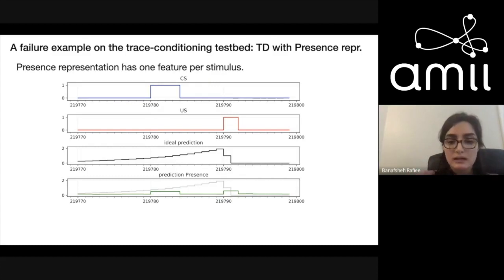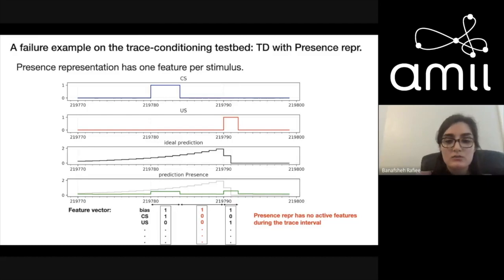So to see why this problem can be challenging, let's look at a failure example, which is TD with presence representation. Presence representation has one feature per stimulus, and also a bias feature. And here you can see the prediction of the presence representation in green. And you can see it's not a good prediction since it's quite different from the ideal prediction.